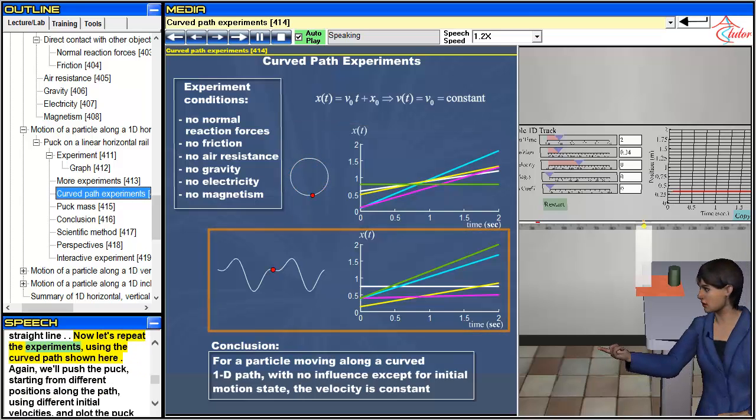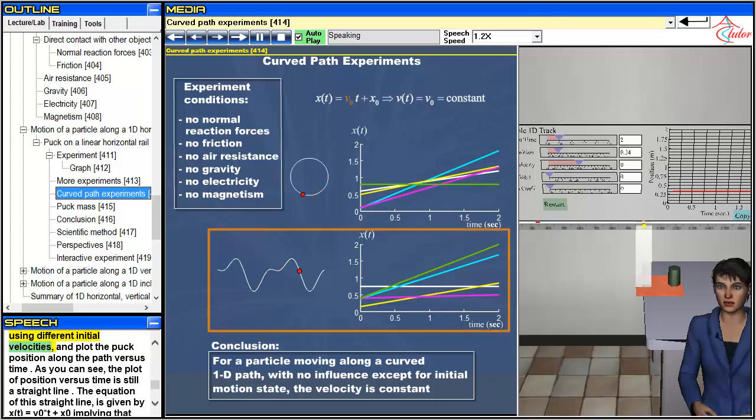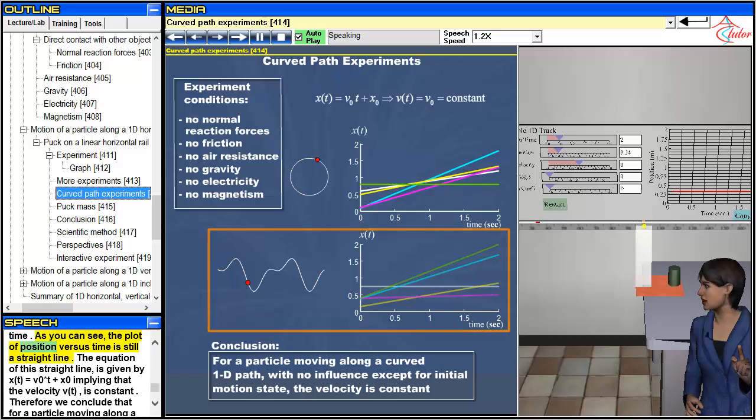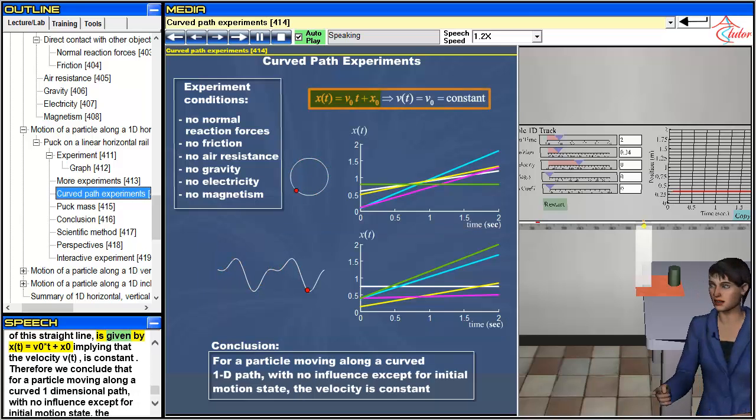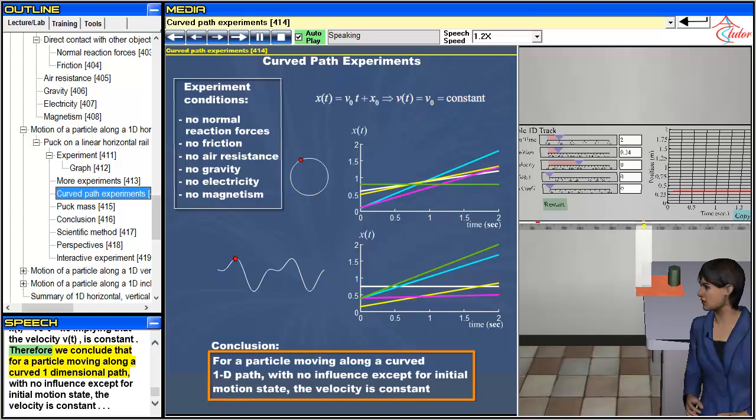Now let's repeat the experiments, using the curved path shown here. Again, we'll push the puck, starting from different positions along the path, using different initial velocities, and plot the puck position along the path versus time. As you can see, the plot of position versus time is still a straight line. The equation of this straight line is given by x of t is equal to v0 times t plus x0, implying that the velocity v of t is constant. Therefore we conclude that for a particle moving along a curved one-dimensional path, with no influence except for initial motion state, the velocity is constant.